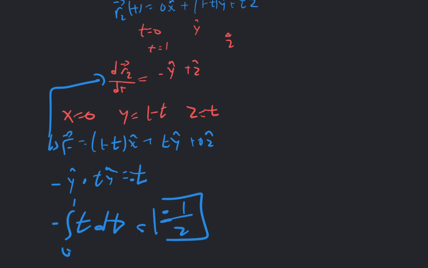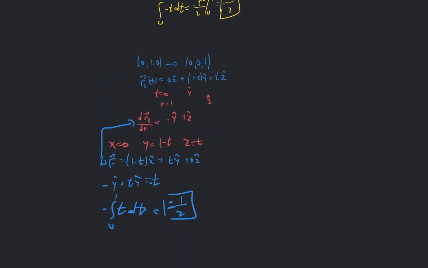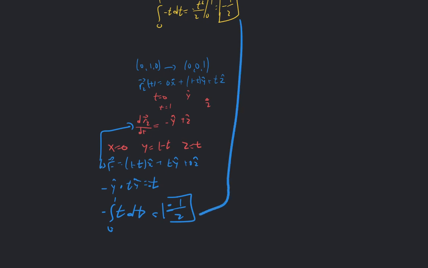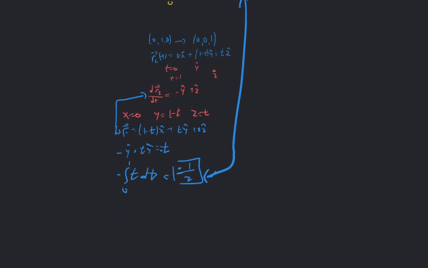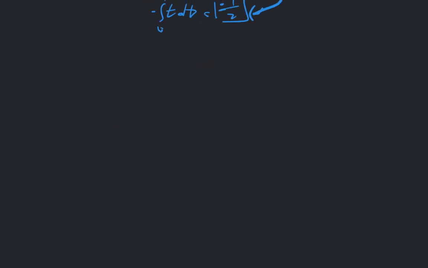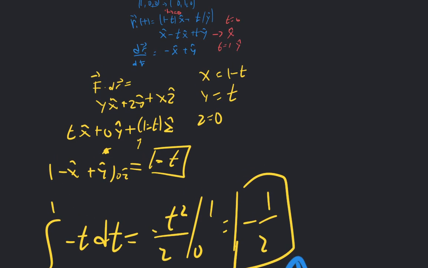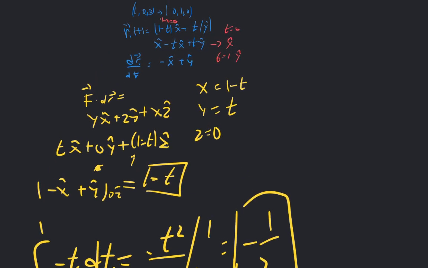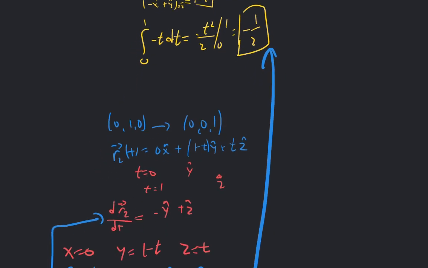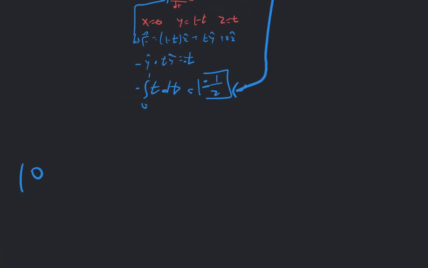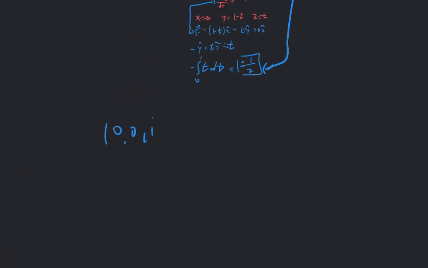And then the next thing to do would be to go on the third path. So far we have negative 1/2 and negative 1/2. Now the final thing: we went from (1, 0, 0) to (0, 1, 0), then we went (0, 1, 0) to (0, 0, 1). Now we're going to go back (0, 0, 1) to (1, 0, 0).